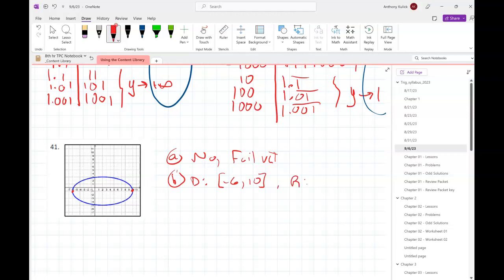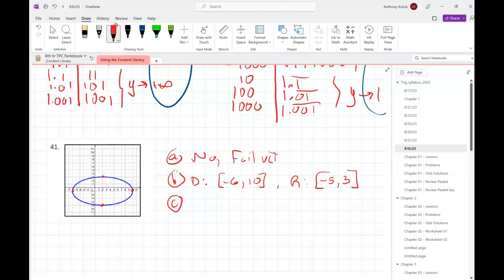Now for the range, I'm going to locate the lowest point on my function, which looks like it's probably here at (2, -5). And the highest point on my function looks like it's here at 3. Both of those are y coordinates on my function, so I'll write those in with brackets. Does that feel okay so far?